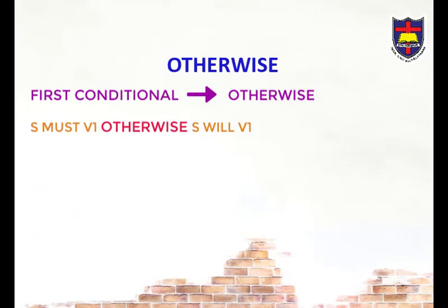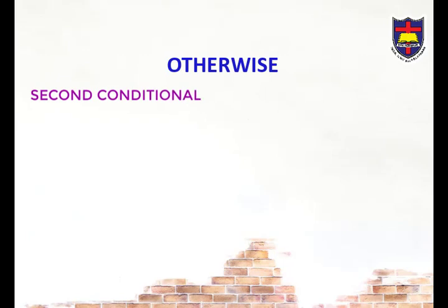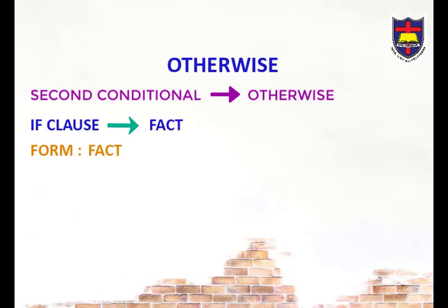Look at the example. If she has time, she will visit me. The result of the sentence using conjunction otherwise is, she must have time, otherwise, she will not visit me. Pay attention to the main clause. It is changed into negative to suit the meaning. To change the if clause of the second conditional using otherwise, you have to change the if clause to fact. Then, use otherwise as the conjunction, and finally, use the main clause.